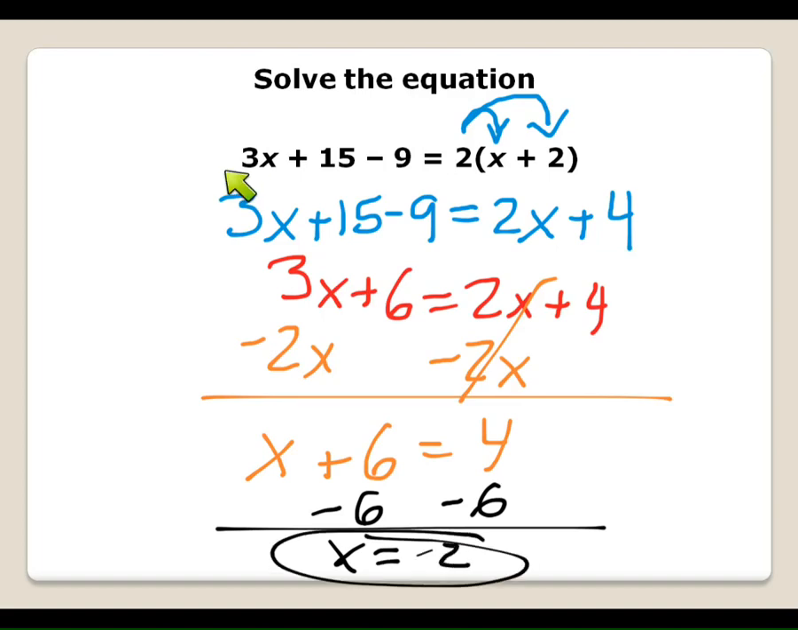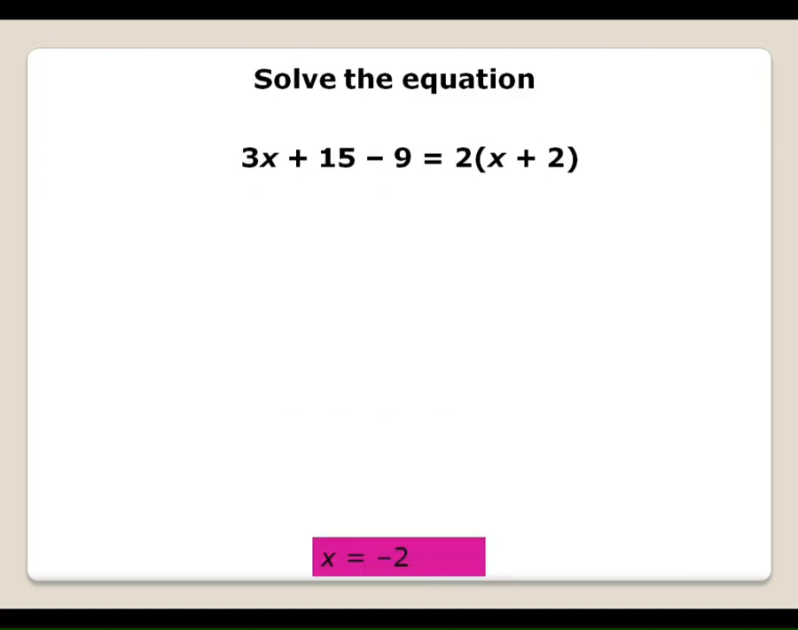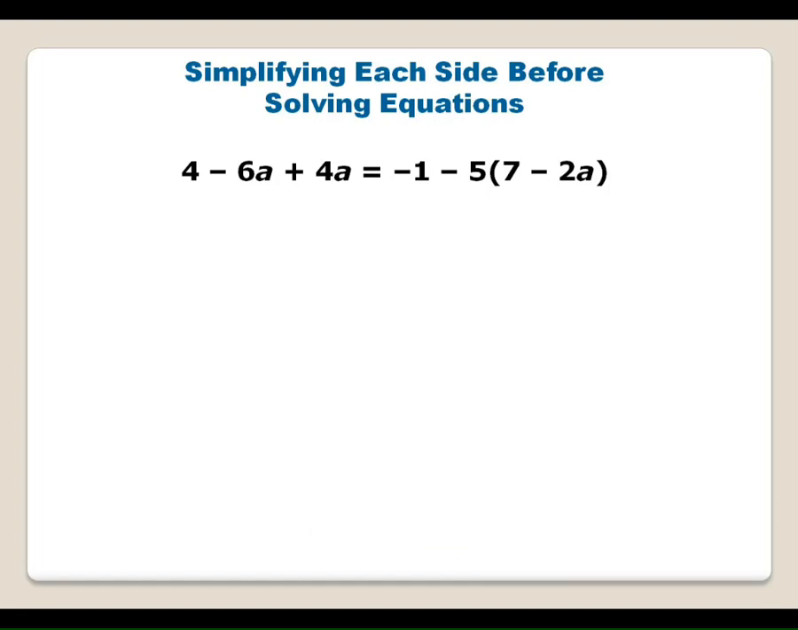So simplify the left-hand side and the right-hand side first. That way it makes the problem shorter, right? I could simplify here, I made that 6. I could simplify here, I used the distributive property. I went from this long problem to here just by simplifying the left and right-hand side before I continued.